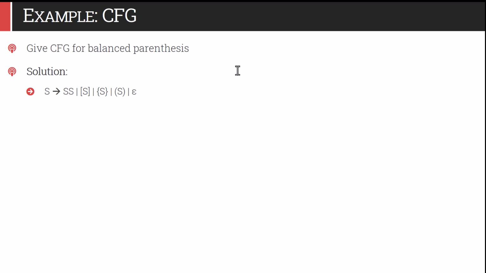So for that, context-free grammar would be S gives SS. That is for the repetition. You can have any combination, any length of string, and then you can have an S within square bracket, S within curly bracket, S within parenthesis, or you can terminate with the epsilon. So this will ensure that you will always have balanced parenthesis strings.